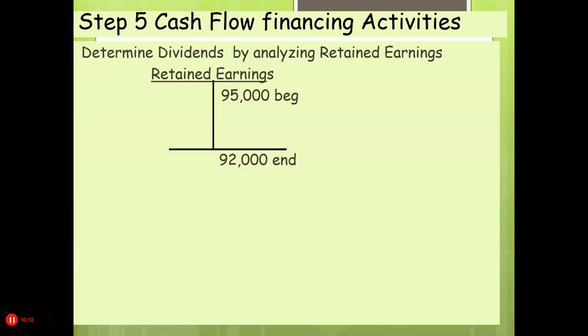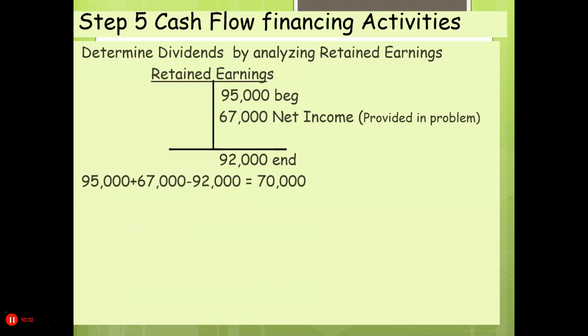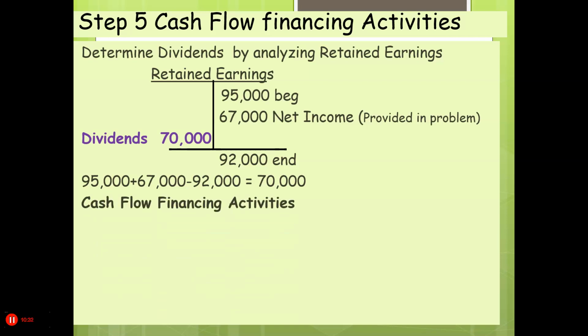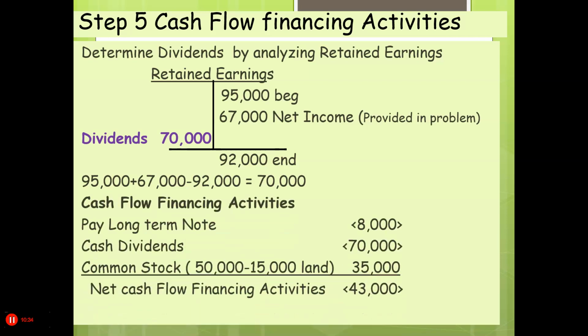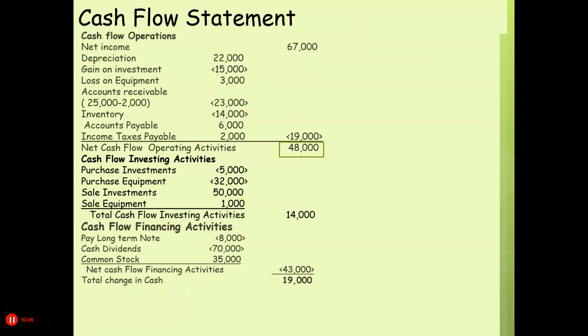Okay, we started at 95, we ended at 92, we had net income of 67. Now we've got to figure out how much they paid out in dividends. And that would be 70,000. And again, check your numbers. 95 plus 67 minus 70 has to equal 92. So now we have cash flow from financing activities. We paid a long-term note, we paid out cash dividends, and we issued common stock, and we got cash of 35. Now we can do our cash flow statement.